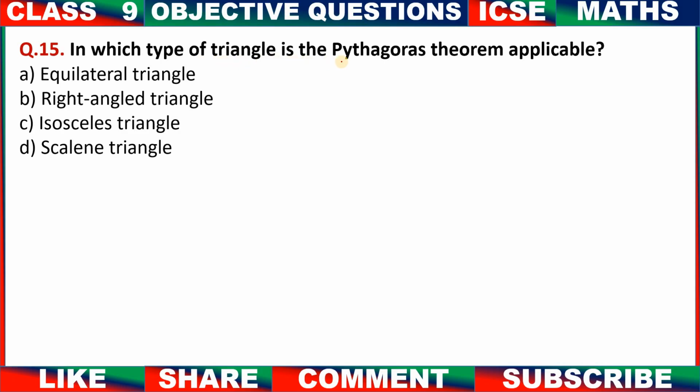They satisfy Pythagoras theorem. Next, in which type of triangle is the Pythagoras theorem applicable? Equilateral triangle, right angle triangle, isosceles triangle, scalene triangle. Its correct answer is right angle triangle. So always remember that Pythagoras theorem always holds for a right angle triangle only.